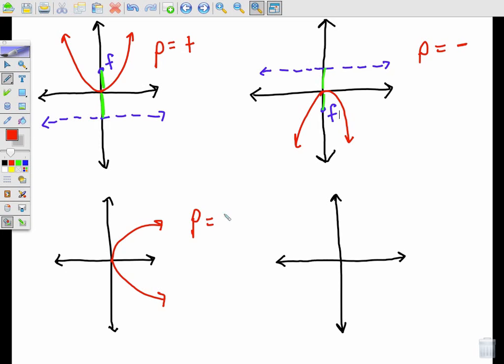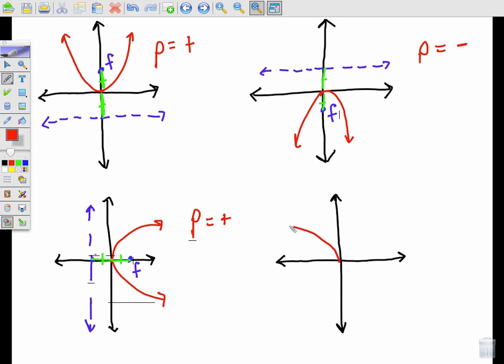The p-value would be positive. This time my focus is again on the inside. This is my focus, and my directrix would be a vertical line on the exterior. And again, this distance between the focus and vertex, and vertex and line, these are the same. These are equidistant. These are all equidistant.